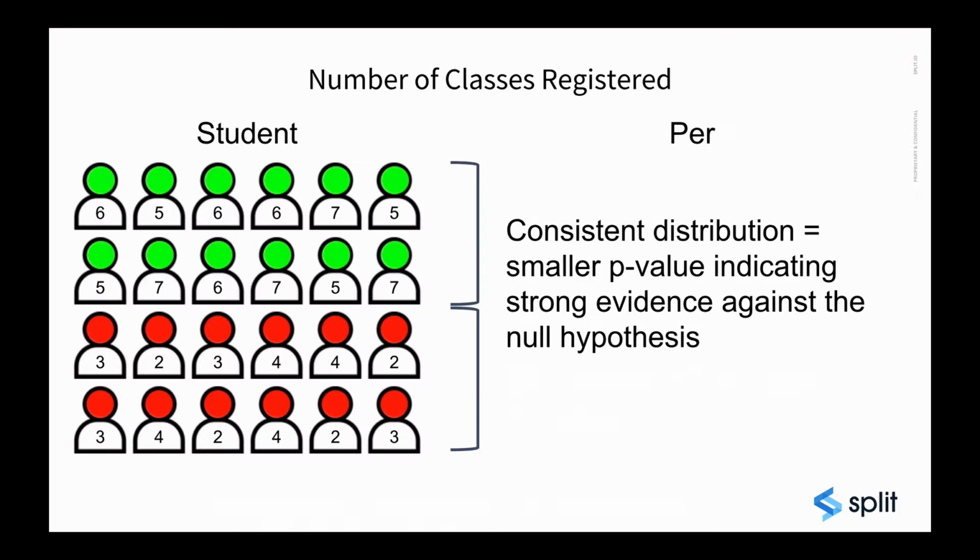In order to really tell, we need to look at it per student. We need to understand the distribution. Here we can see the distribution is quite consistent between the on and off population. That gives us a smaller p-value indicating strong evidence against the null hypothesis.